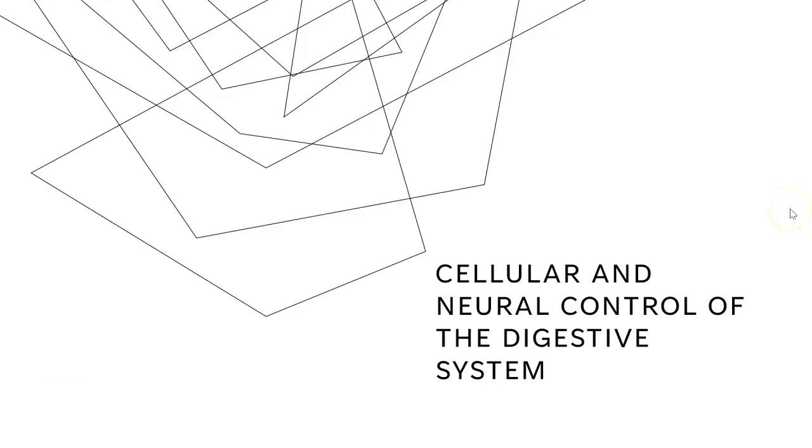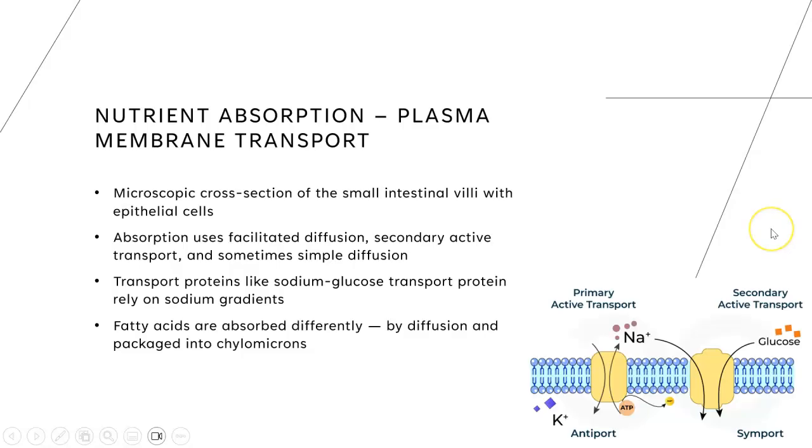Hi, so today we're going to be talking about cellular and neural control of the digestive system. First point I want to make is nutrient absorption, specifically plasma membrane transport. Microscopic cross-section of the small intestine villi are associated with epithelial cells.